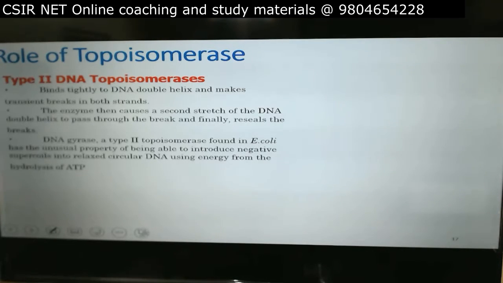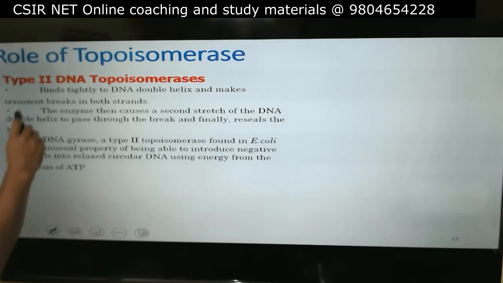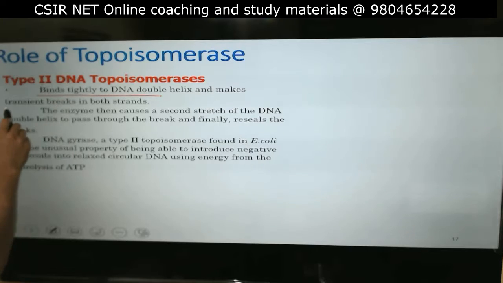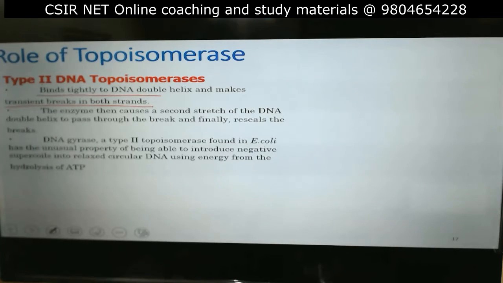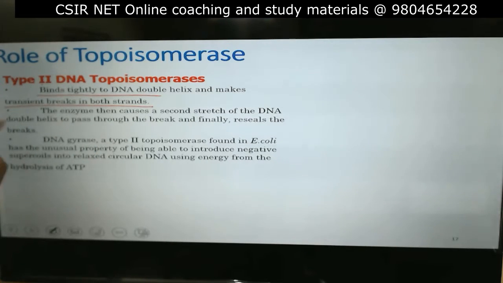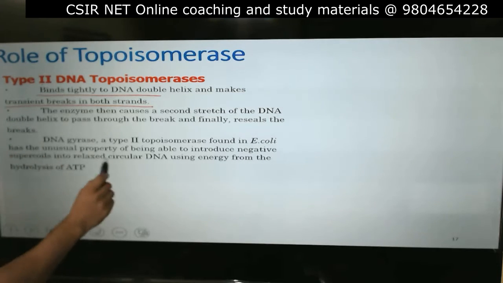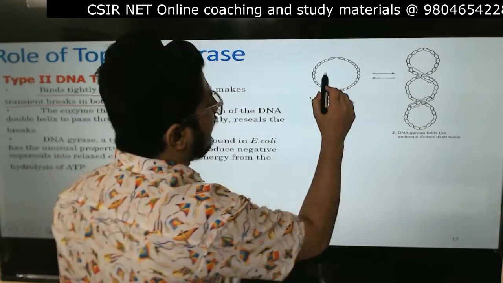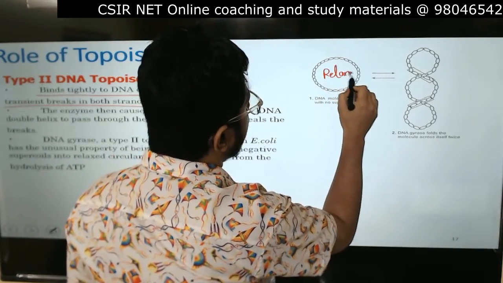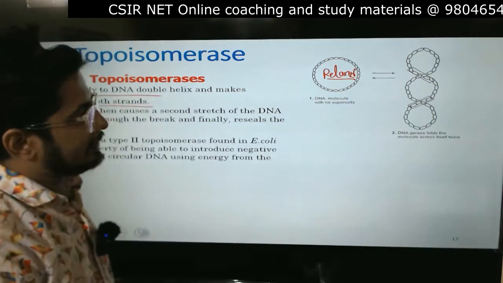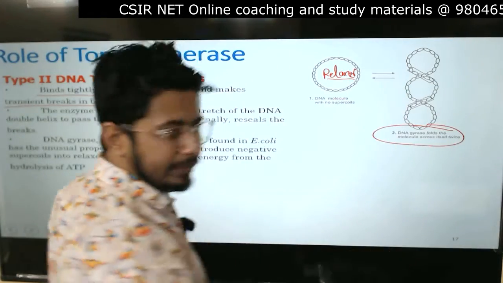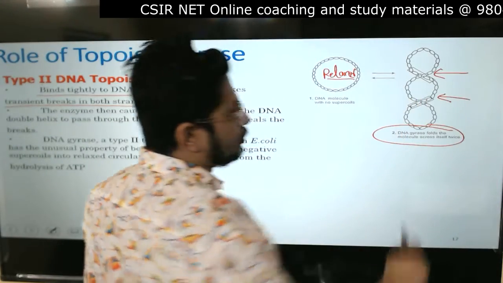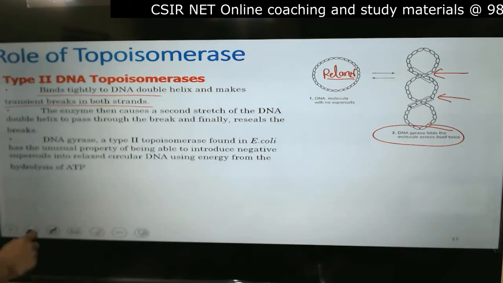What about topoisomerase type 2? Type 2 DNA topoisomerase binds tightly to the DNA double helix and makes transient breaks in both the strands. And this requires ATP. You can see this picture. This is a relaxed circular DNA. This is a supercoiled circular DNA, right? Here, two times further coiling is done.